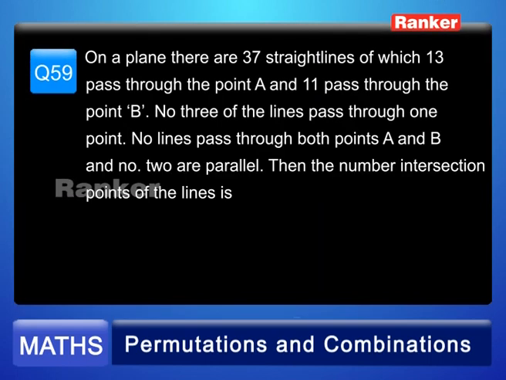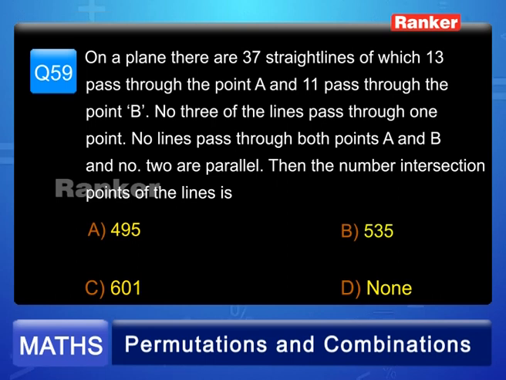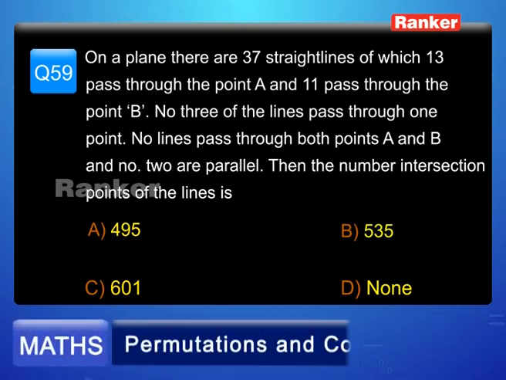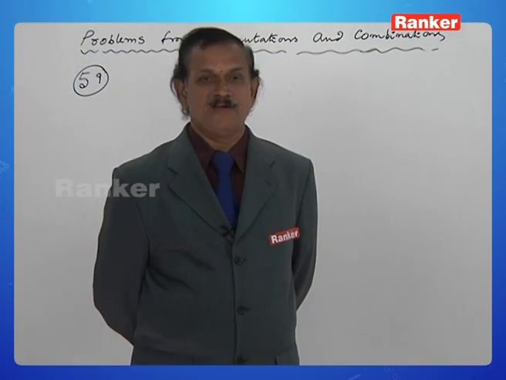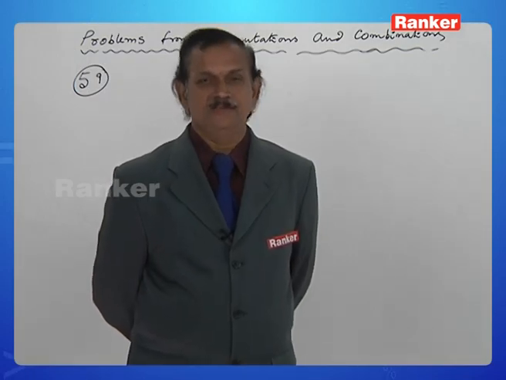Let us look at the next question. That is question number 59. In this question, on a plane there are 37 straight lines, of which 13 pass through the point A, 11 pass through the point B. No 3 of the lines pass through one point. No lines pass through both the points A and B, and no 2 are parallel. So many restrictions have been given. Then the number of points of intersection of the lines is.